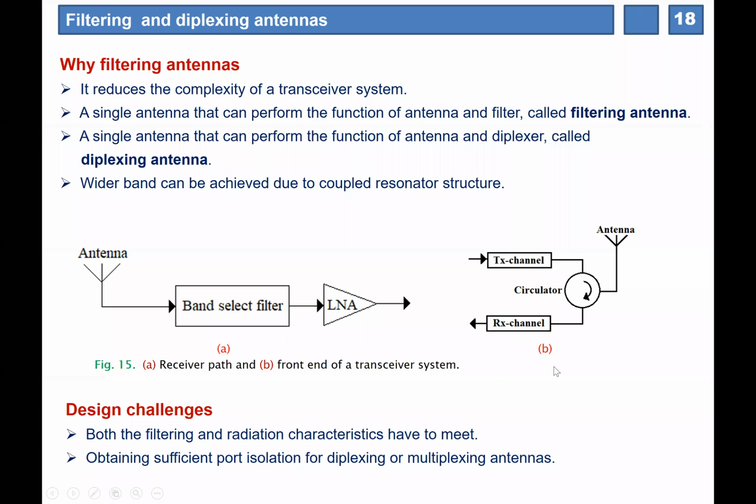Again, you can have a look at figure 15B. If we are using one single antenna for transmission as well as reception, and that is the most common structure for any transceiver system, we have to separate the transmission channel and the receiving channel, because at the transmitter section we have very high power, but at the receiver section we have components which are highly sensitive to power and cannot handle high power.